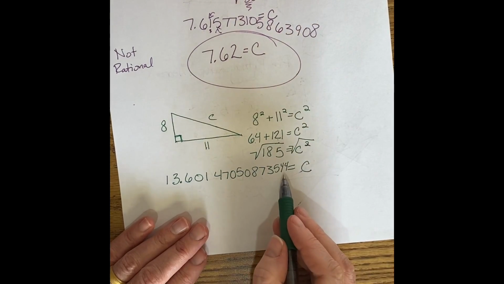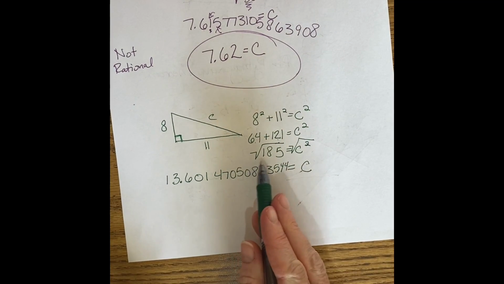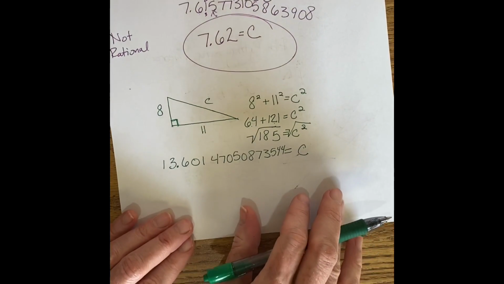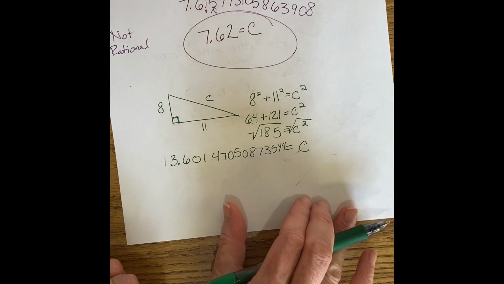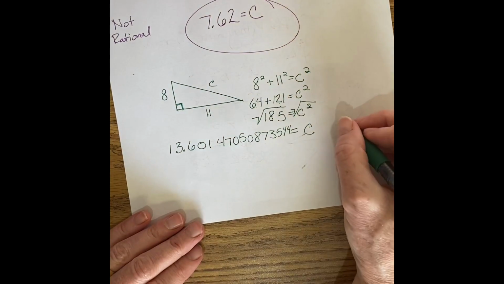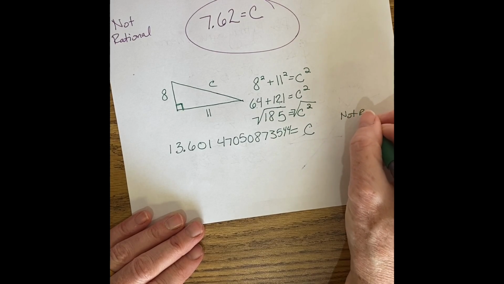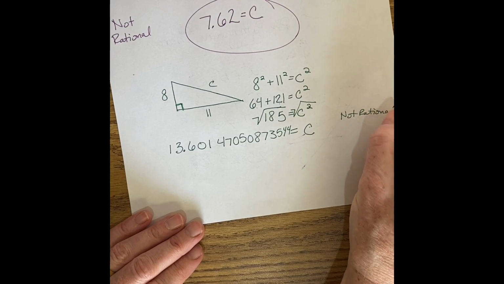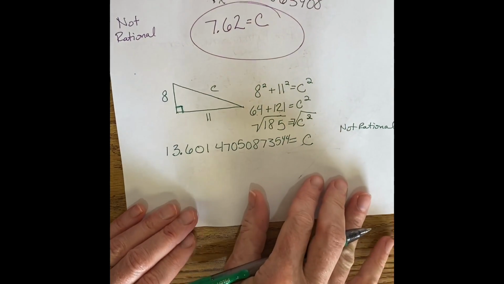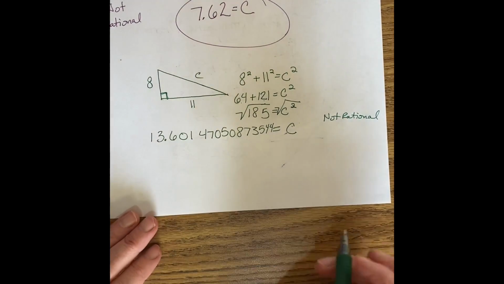13.6014705087354. Does it go on longer than this? Yes. Does it go on forever? Actually, yes. Are we going to write down all the digits to forever? No. So we know that it's not rational, right? I'm not going to ask you these on these, but I'm going to remind you about rationality and irrationality probably for the rest of time.